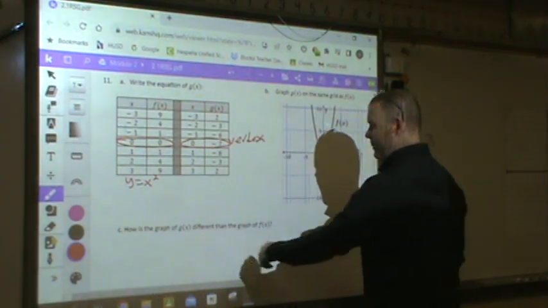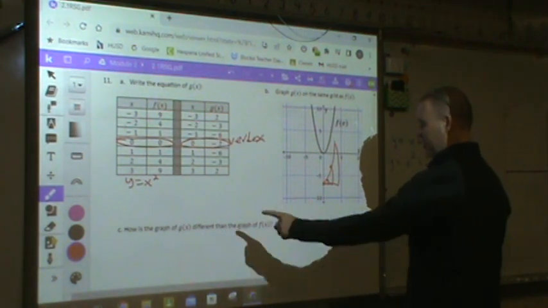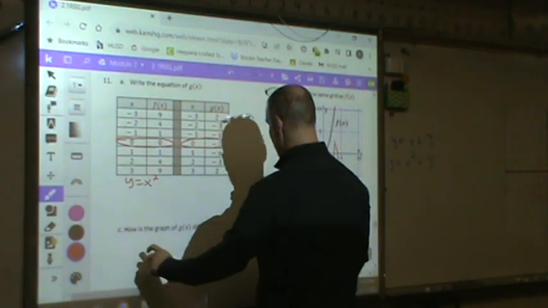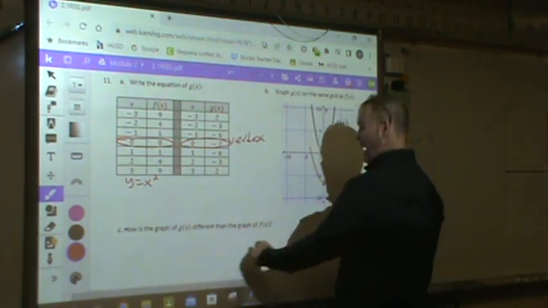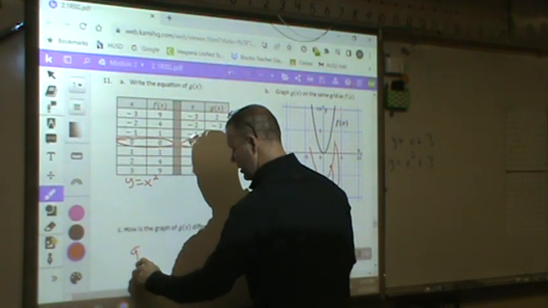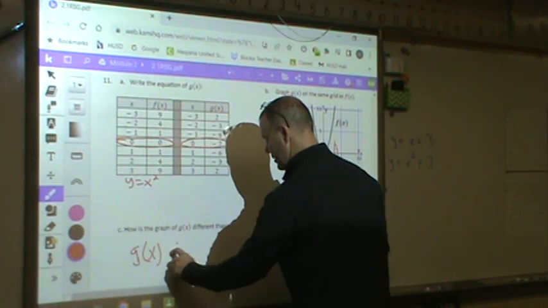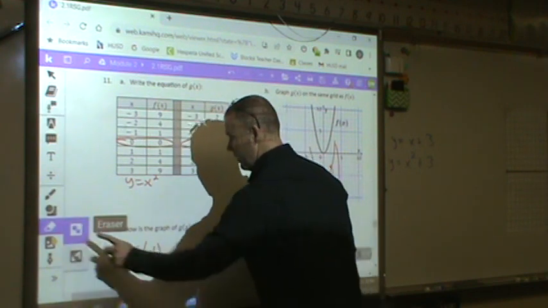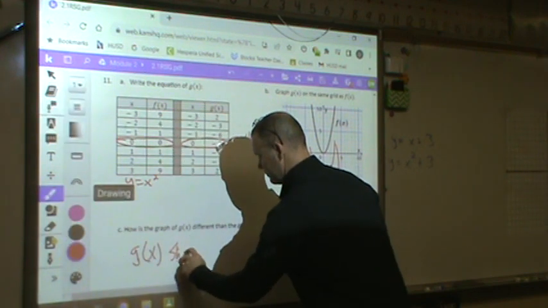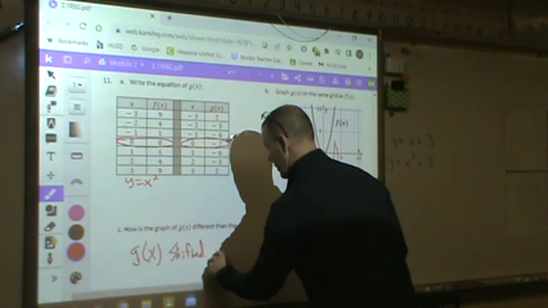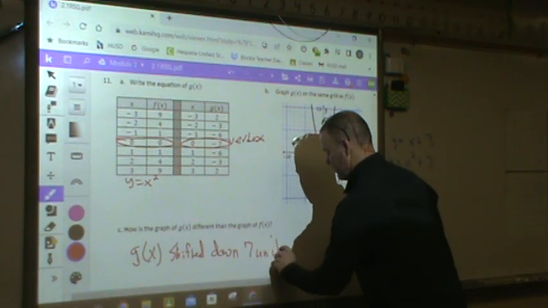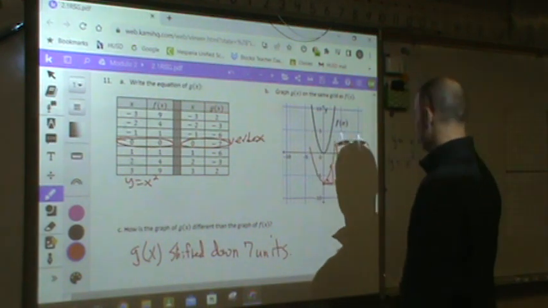And so what has happened to the graph of g of x? It has shifted how? G of x has shifted down 7 units. That's what happened, all right?